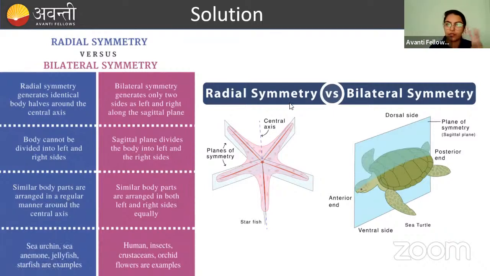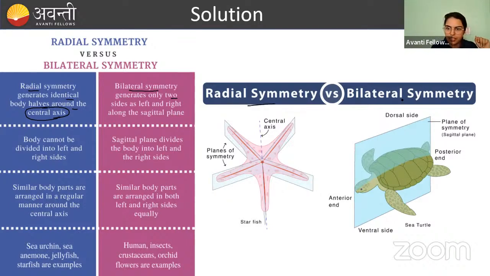Majorly, I'm speaking of two. Actually, in your syllabus, they have given three types of symmetry: asymmetrical, radial, and bilateral. Here you will see that radial symmetry generates identical body halves around the central axis. You need to remember the central axis here, and you will get equal body halves. In bilateral symmetry, you get two sides, one left and one right, along the sagittal plane.